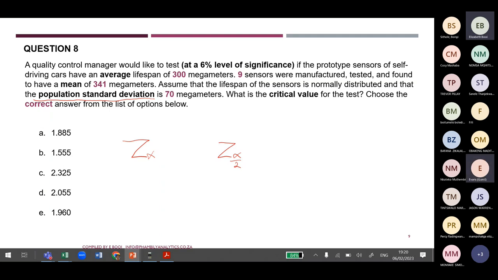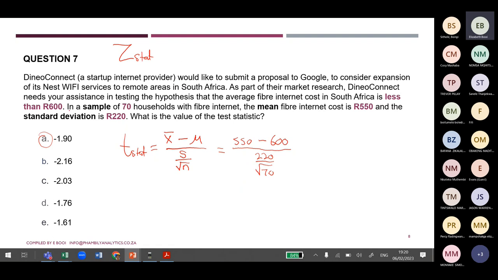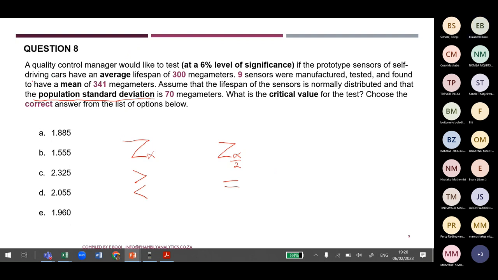When we read the sentence, have they ever mentioned greater than or less than? Or did they just say it equals this much? When you read that sentence, you need to think about what they are giving you. Remember in the previous one, they said it's less than 600. On this one, it says the self-driving car has an average of 300. Nothing is mentioned about less than, exceeding, greater than, at least or at most. So we're going to be doing a two-tailed test, and therefore we're going to divide Z by 2.